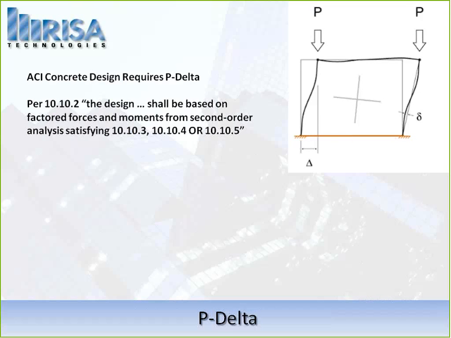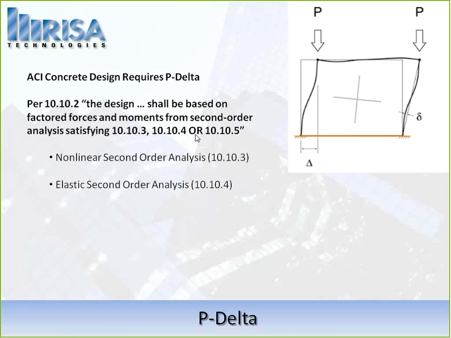So if we look at section 10.10.2, it says that the design shall be based on factored forces and moments from second-order analysis satisfying three sections of the code. And actually, there's an OR statement. So it's 10.10.3, 10.10.4, or 10.10.5. So it's interesting that what it requires here is that you either do a nonlinear second-order analysis, it allows you to do either that or an elastic second-order analysis.